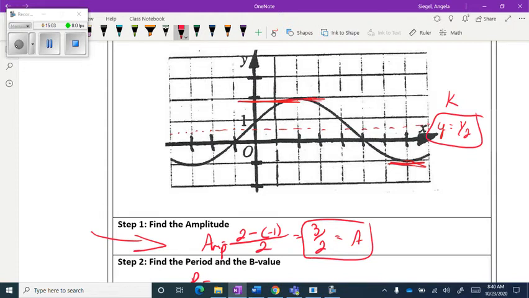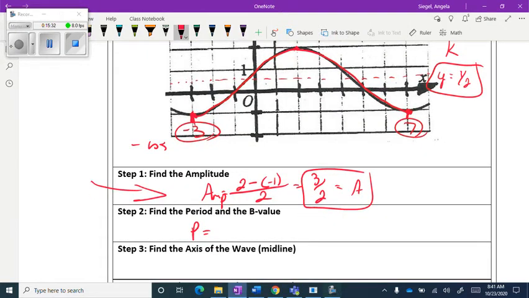The next thing I have to find, which I think is kind of tricky in this one, is the period. So look and see if you can find a complete cycle. So when I do that, I see that it's starting here, going up, and going back down here. So I'm seeing a negative cosine graph. So where does it begin? Where does it end? So what is that period? So it begins at -3, it ends at 7, so that period is going to be 10. So now I have to find the b value. So 2 pi over b equals 10, so b equals pi over 5.